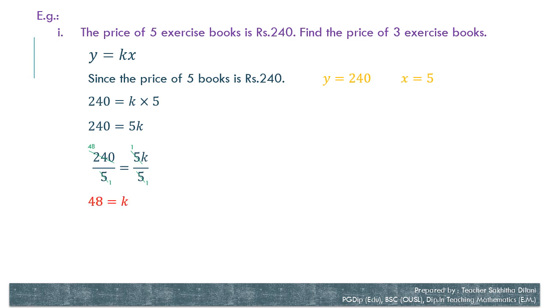Now, the value of K is substituted in the same equation Y equals Kx. Now, you can substitute the value of K here. That is, Y equals 48x. You are asked to find the price of 3 books in the question. The equation Y equals 48x is used for that.